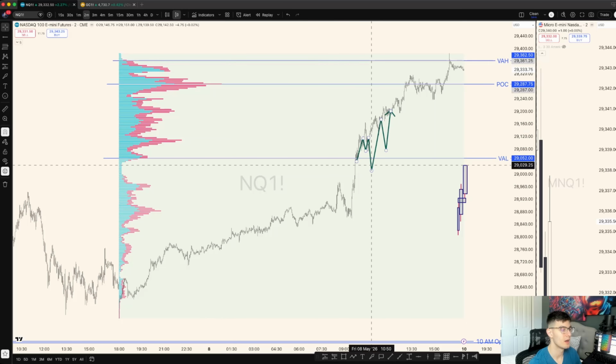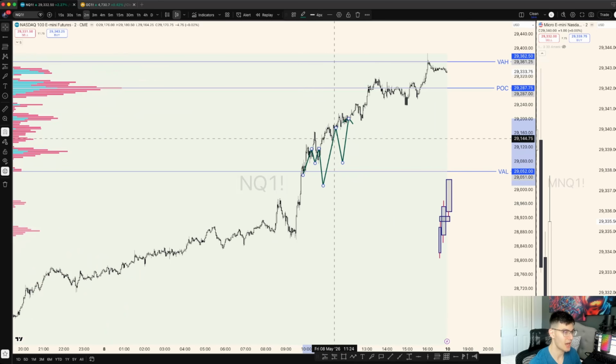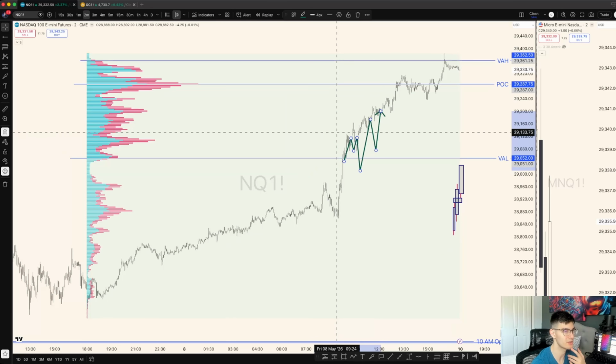So yeah, I'm trying to think. I'm going to show you a trade example. I'm trying to think if there's anything else I left out.